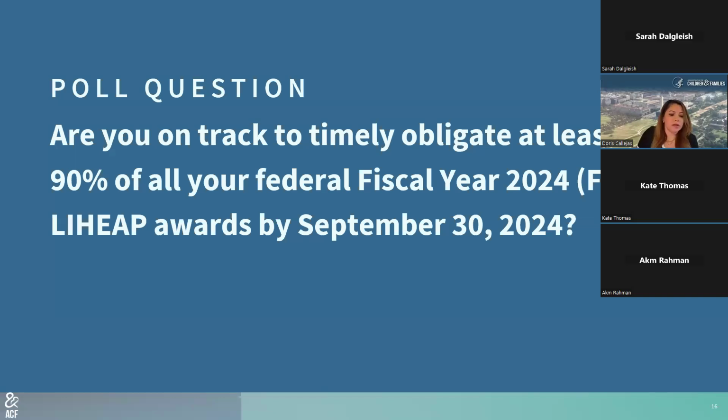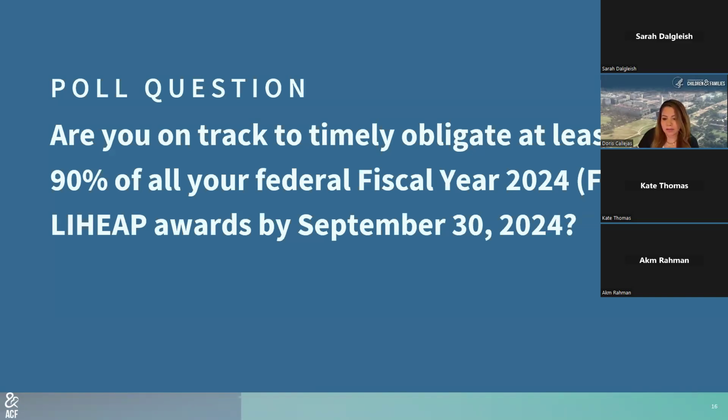But before we get into that, we'll go ahead and take a poll question. Do you know if your state, territory, or tribe is on track to timely obligate at least 90% of your FY24 LIHEAP award by 9/30 of this year? And by obligation, we mean a commitment of funding in a specific amount to a specific entity within a specific date, like a contract, using your own definition of obligation, of course.